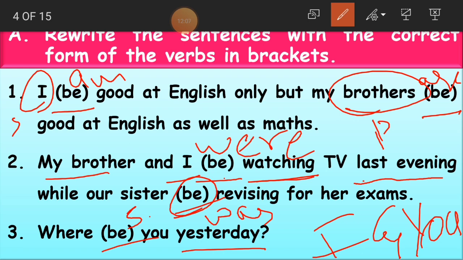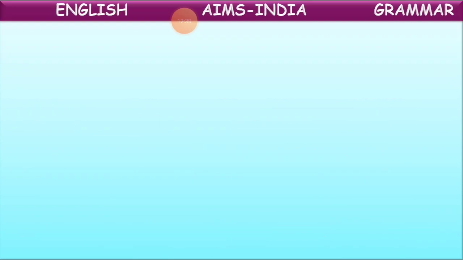So that is why where were you? Where were you yesterday? Because this is be verb, we have to change it in past tense. We have used were as the subject you is in the plural form. Understood, children? Okay. Now we'll go to the next exercise.